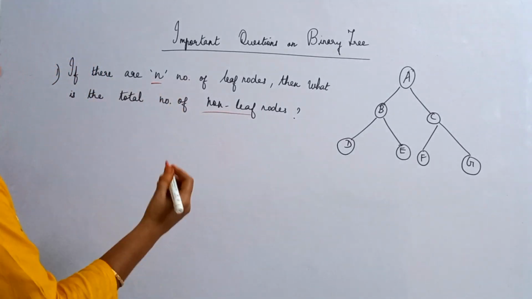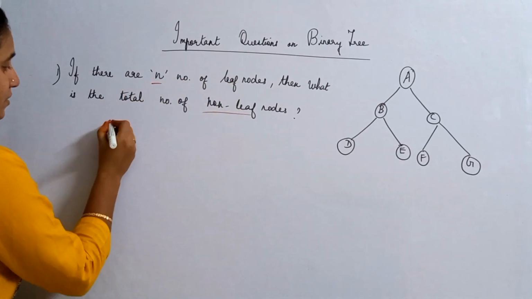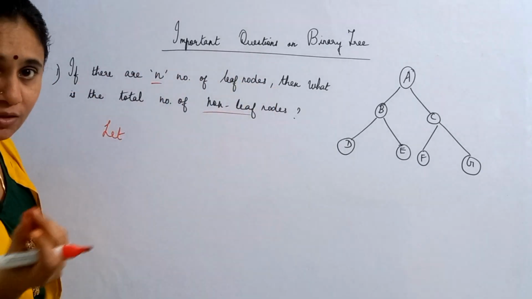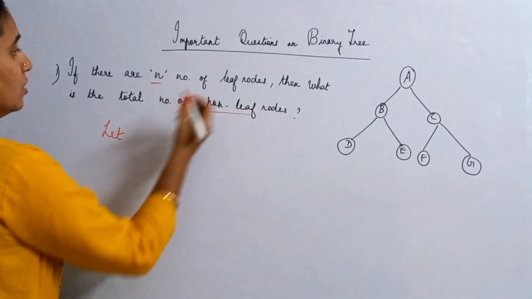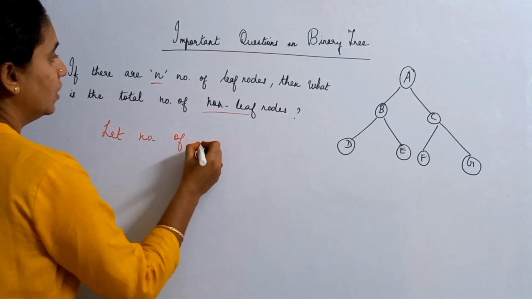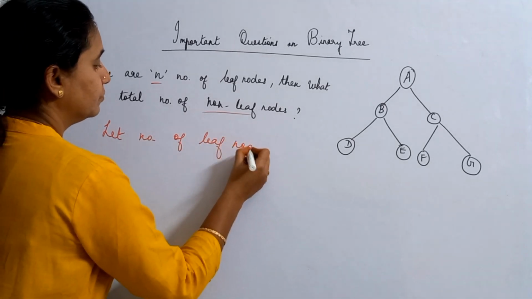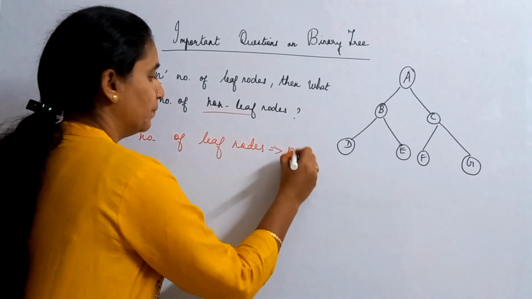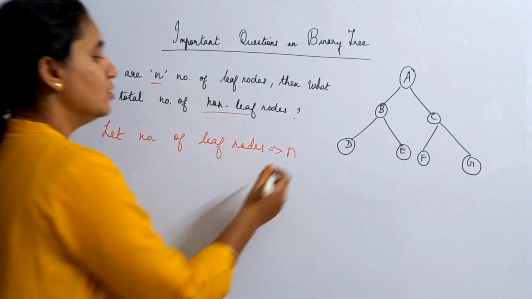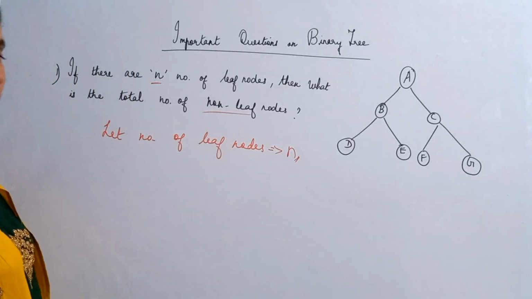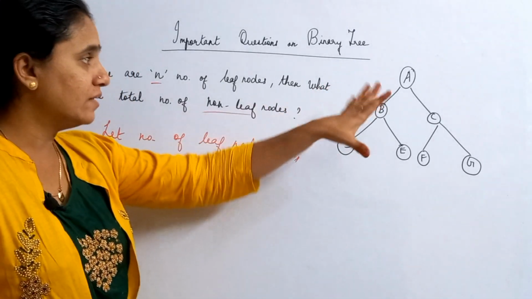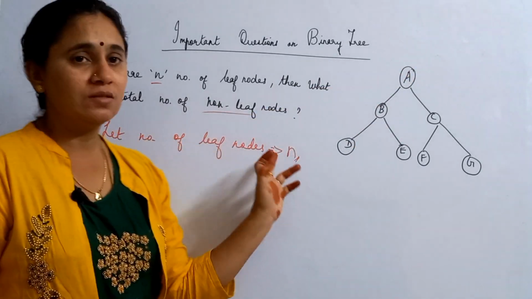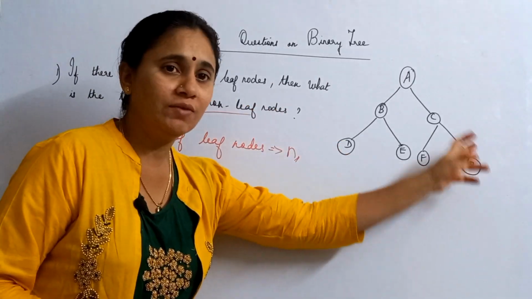So what you should do is, let the number of leaf nodes be what is given. You should take that as the assumption. What is the number of leaf nodes they have given? Here it is n, an assumption, a variable. According to this diagram, from the assumption you pick up the actual value. The total number of leaf nodes is given, so here you take the given value.